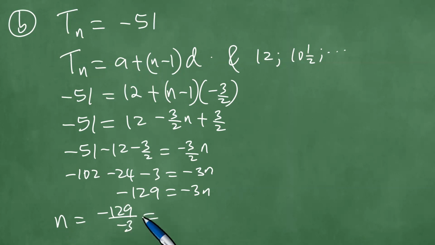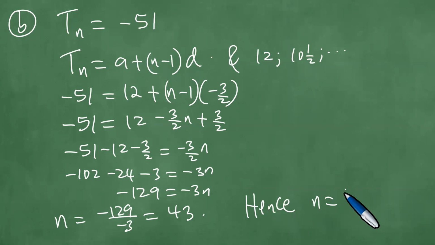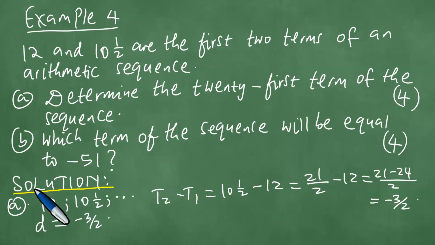Right. So what is 129 out of 3? 43. Good. And hence the conclusion is that n equals 43, because the question was which term is minus 51. If they say which term, it means that it's some term tn which is minus 51. What term is that? Therefore the term is the 43rd term. Term number 43. And let's just check if we have solved it. So this one had two parts, A and B.